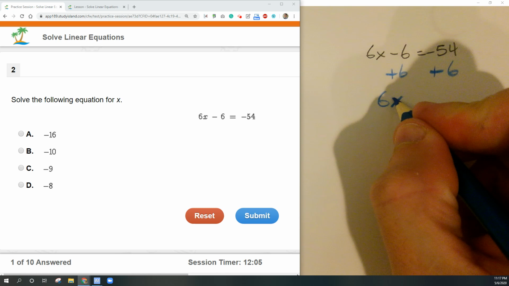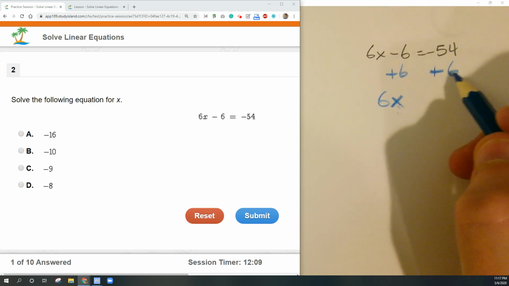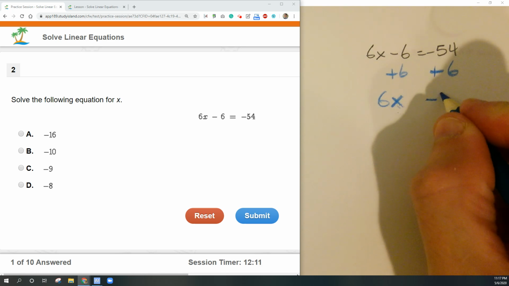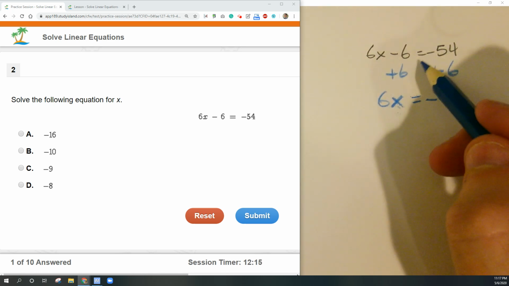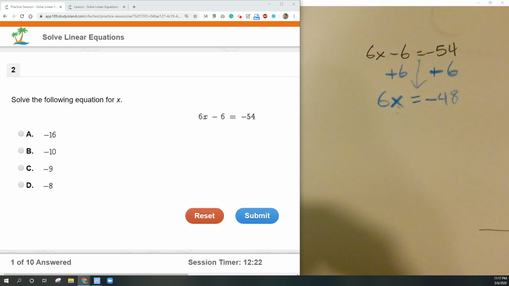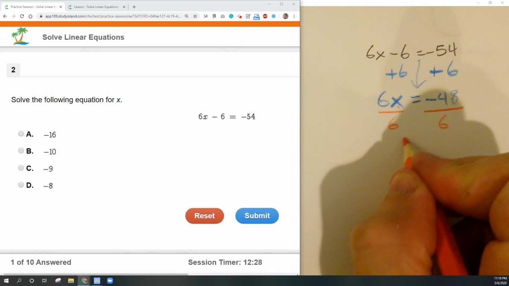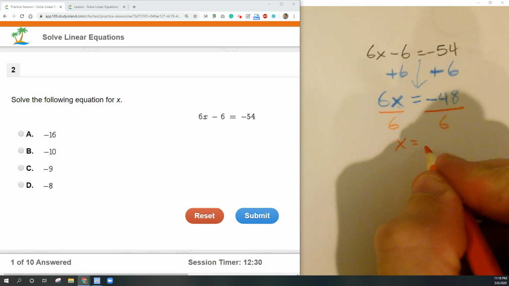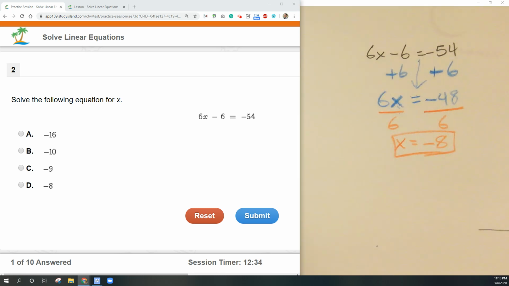So 6x. On the left side, negative 54 plus 6 is negative 48. So 6x is equal to negative 48. Notice that the equal sign just kind of comes straight down. Next, we're going to go ahead and divide by 6 on both sides. So go ahead and do that. Divide the left side by 6, the right side by 6, and x equals negative divided by positive is negative. 48 divided by 6 is 8. So the answer is x equals negative 8.